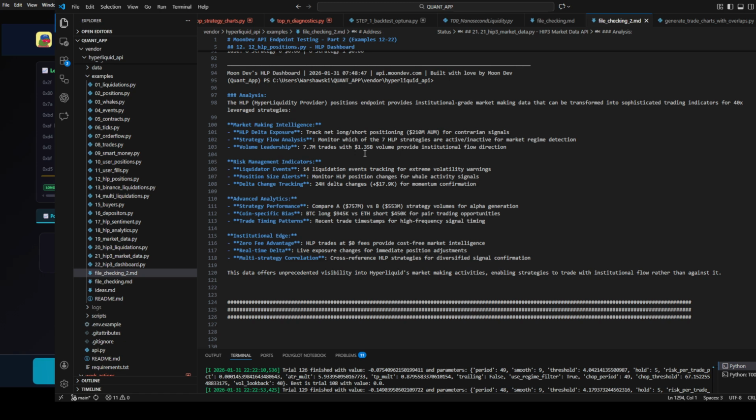Institutional edge, zero fee advantage. HLP trades at zero fees, providing cost-free market intelligence. That's nice. Real-time delta, live exposure changes for immediate position adjustments. Multi-strategy correlation, cross-reference HLP strategies for diversified signal confirmation. This data offers unprecedented visibility into Hyperliquid market-making activities, enabling strategies to trade with institutional flow rather than against it.